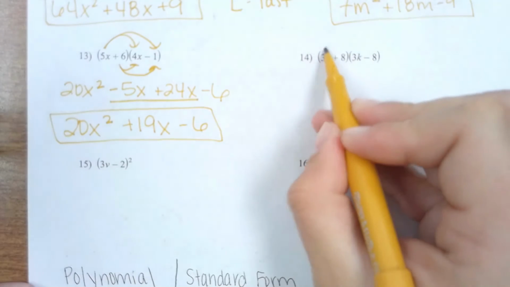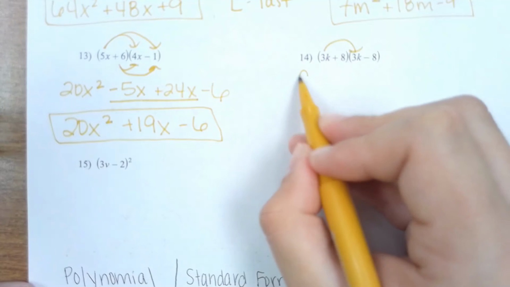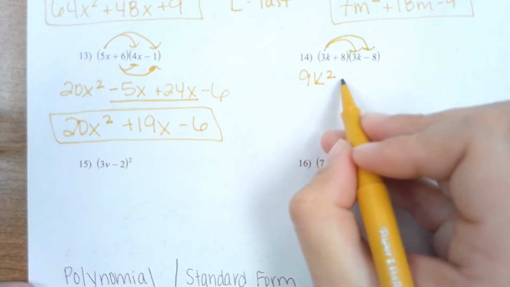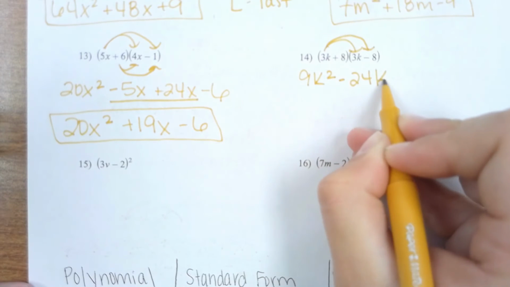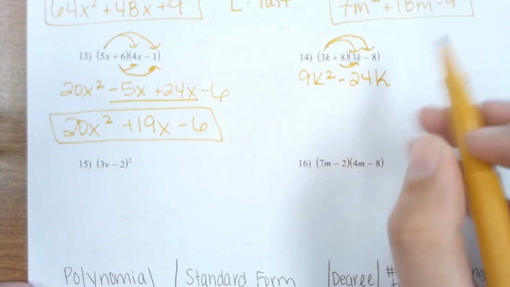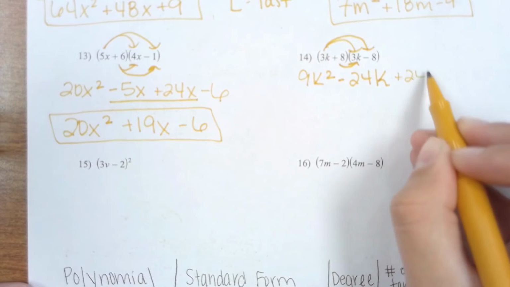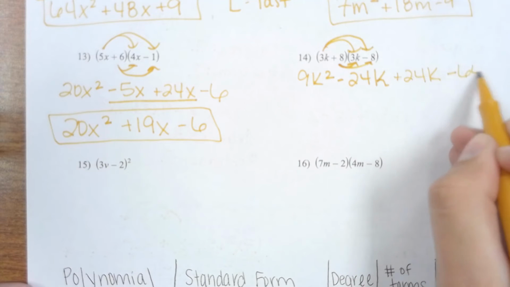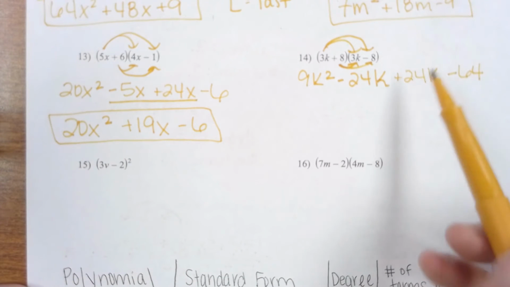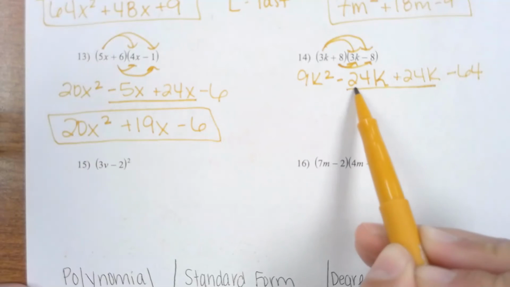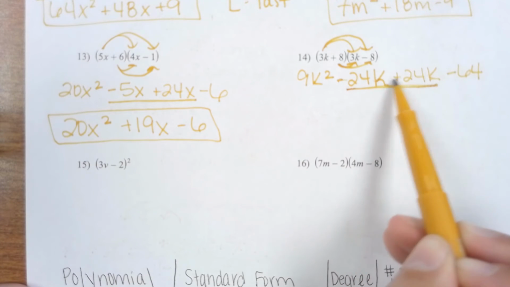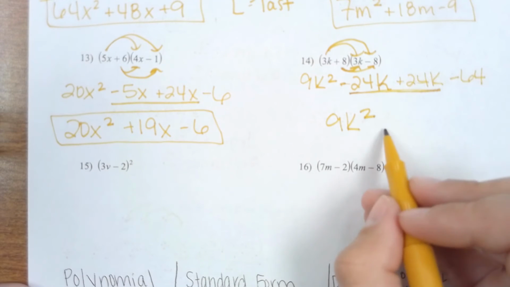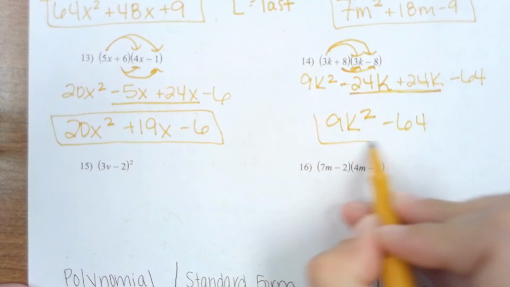Okay, next one. So 3k times a 3k would be a 9k squared. 3k times a negative 8 would be a negative 24k. 8 times a positive 3k would be a positive 24k. And then 8 times a negative 8 would give you a negative 64. And then when you combined your two like terms together, they did cancel each other out, because a negative 24 plus a positive 24 is 0. So you should have just been left with 9k squared minus 64.